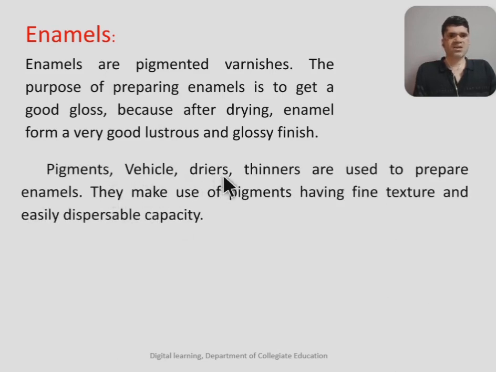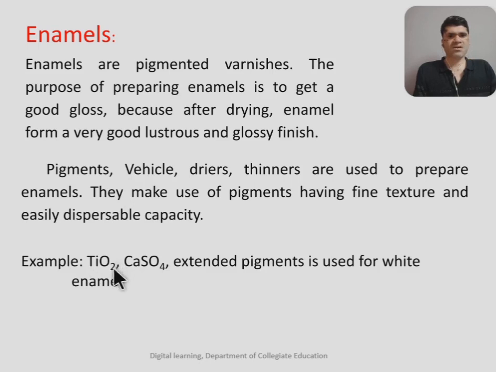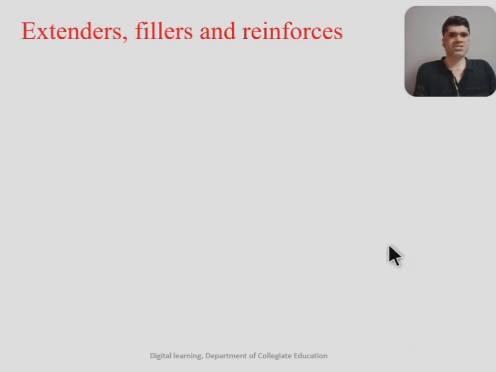Pigments, vehicles, dryers and thinners are used to prepare enamels. They make use of pigments having fine structure and easily dispersible capacity. For example, inorganic pigments like TiO2 and zinc oxide are used for white enamel, and calcium sulfate for blue enamel. Next, extenders, fillers and reinforcers.